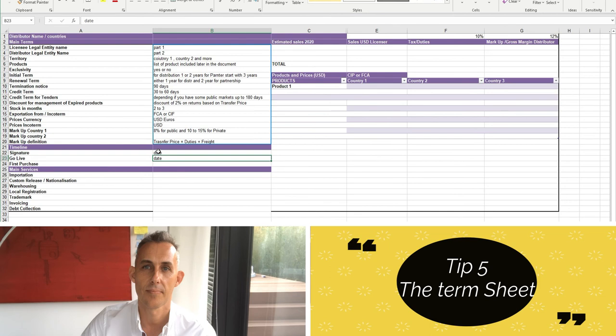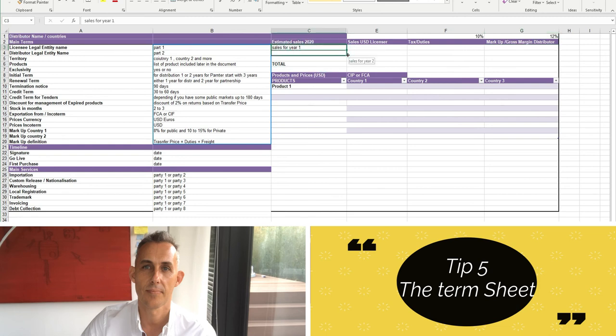Signature, go live, and purchase, it's all about putting a date based on your KPIs, objectives. Then here you define who's responsible for what for all the services. So it can be part 1 or part 2 for all the consideration of services. Then comes on the right kind of estimation of the sales. So depending on the duration of the contract, you will have the sales of the first year up to the 3rd year. You put the total sales, and then you include the sales plus duties, and then on the side you include the markup or gross margin for your partner.